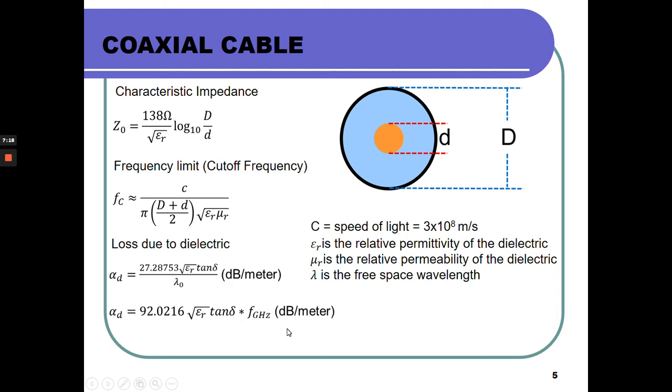But if you are lazy to calculate this, you can directly put the value in gigahertz here, and by this equation you can find the loss also. So these are the three things you need to know about the design of the coaxial cable. Now we go for an example.